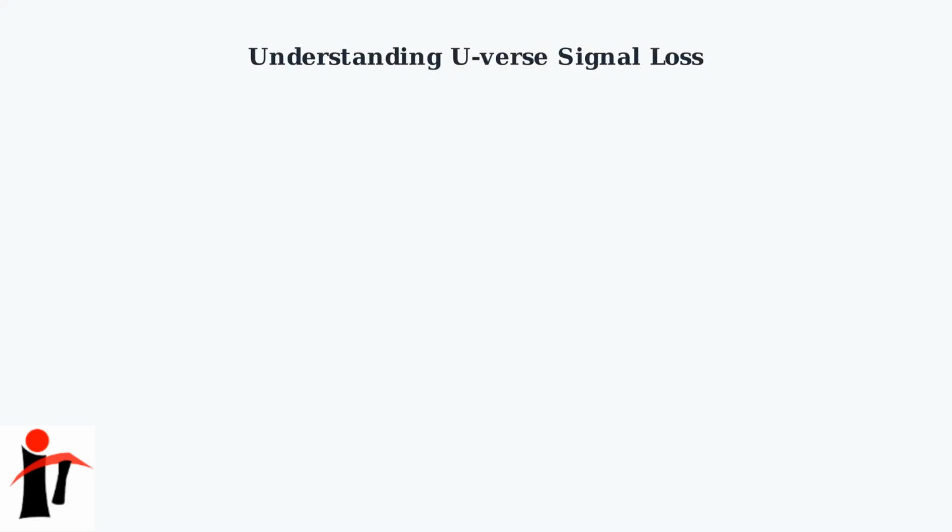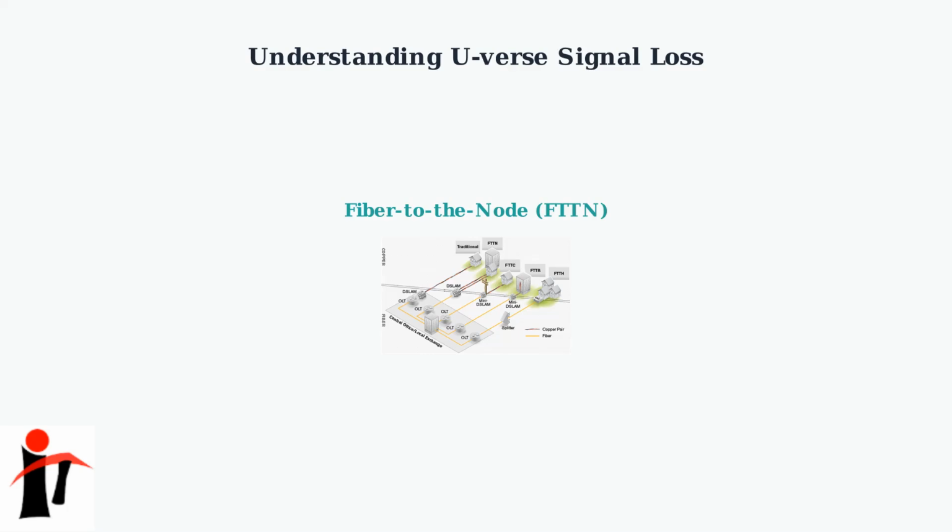AT&T Uverse signal loss can be frustrating, but understanding the underlying technology helps identify the root causes. Uverse uses a fiber-to-the-node architecture, which combines fiber optic and copper line technology. This diagram shows how Uverse delivers IPTV signals.